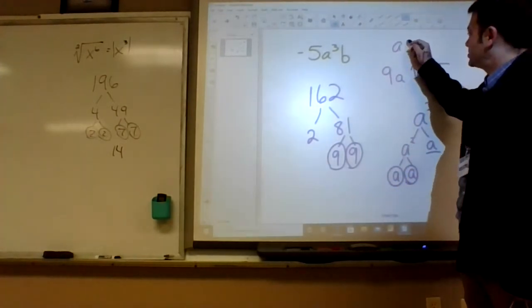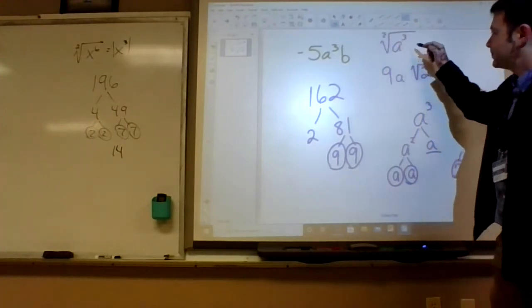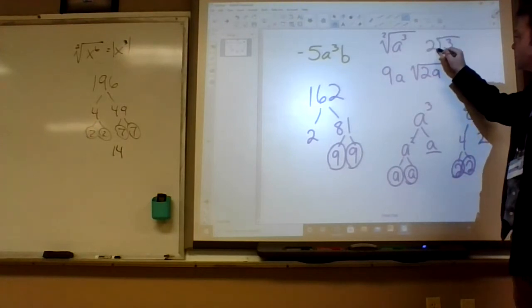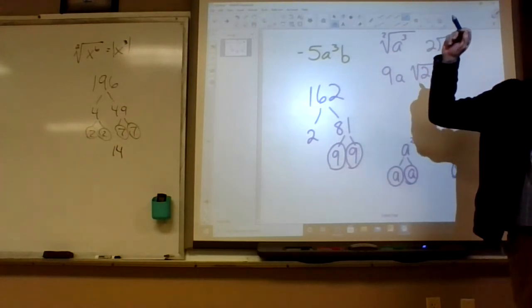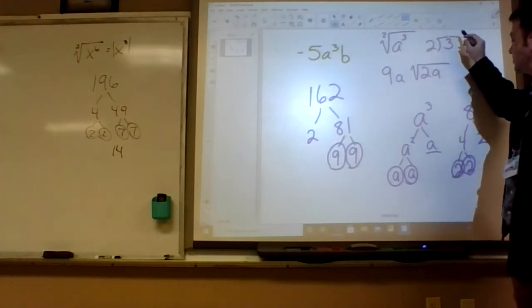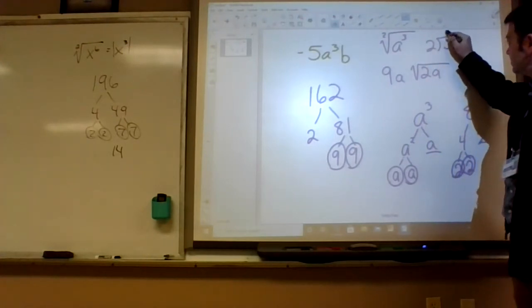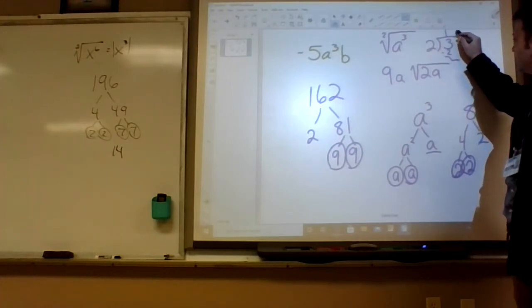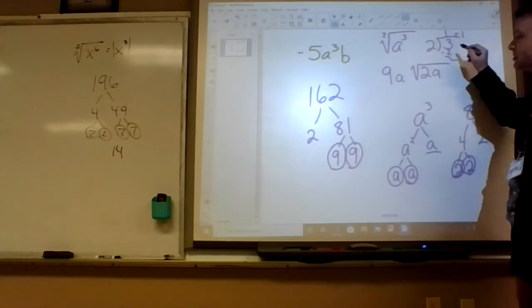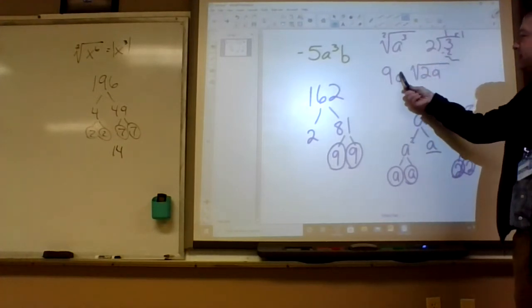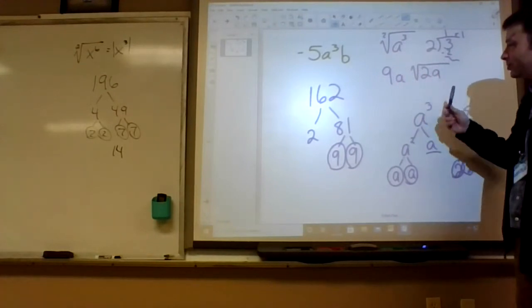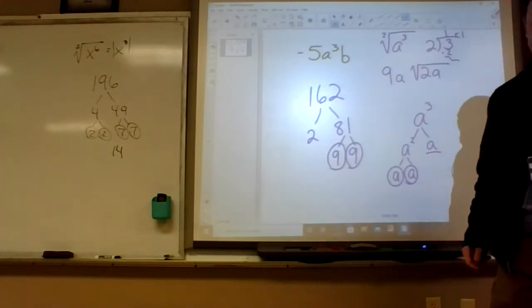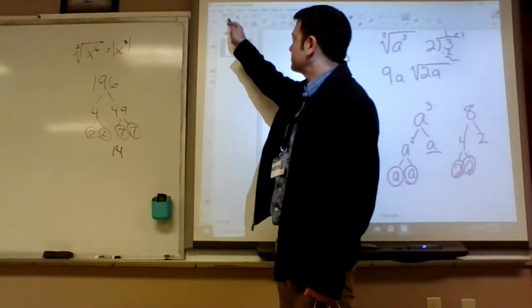Here's another way to think about it. So it was the square root of a cubed, right? So what is 3 divided by 2? 1 with a remainder of 1. So you're going to have 1 on the outside and the remainder of 1 goes on the inside. I'm not sure what the easiest way to do that is. Probably division.